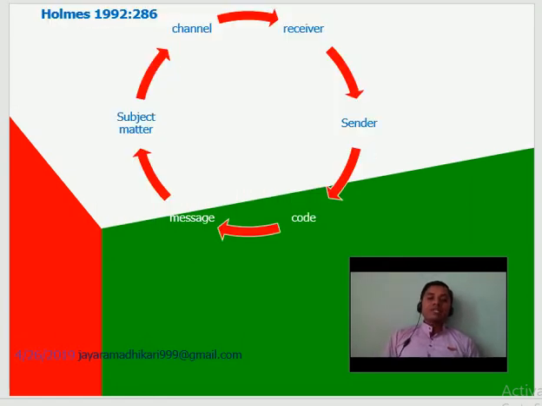Likewise, Holmes 1992 talks about the communicative model in which there are sender, code, message, subject matter, channel, and receiver. The sender sends the message through the code, in a certain subject matter, through the channel, may be written or spoken, to the receiver.